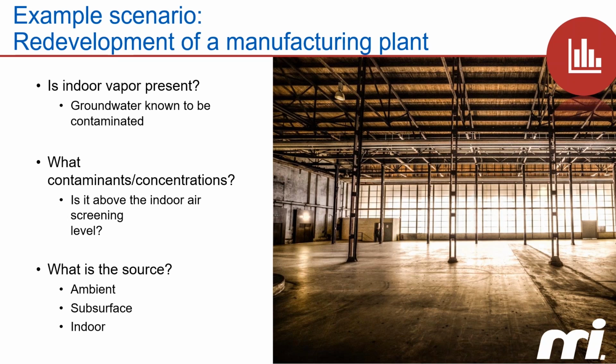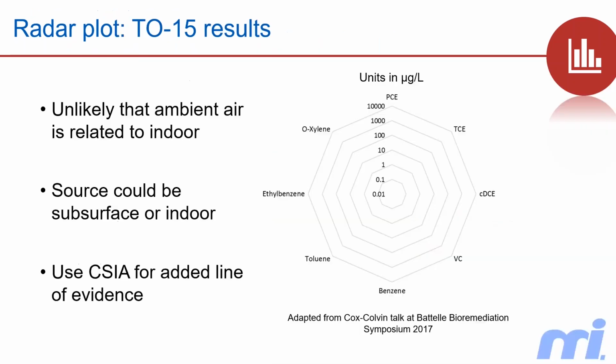We can compare that to air samples of ambient, subsurface, and indoor, just using basic VOC analysis. And we want to compare those things looking not only at are the same compounds present, but are there any extra compounds showing up in one versus the other? And what do those concentrations look like in comparison to one another? One of my favorite things for CSIA vapor intrusion is using something called a radar plot. We borrowed this from our friends at Cox Colvin. They presented this at Battelle Bioremediation 2017, and I really liked how this visualization of the data helps out.